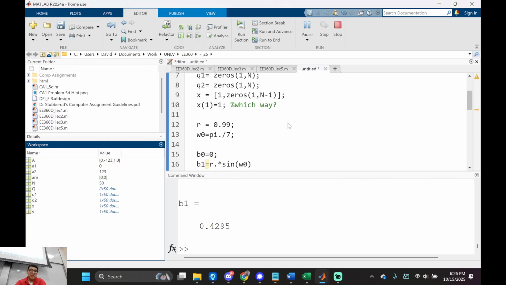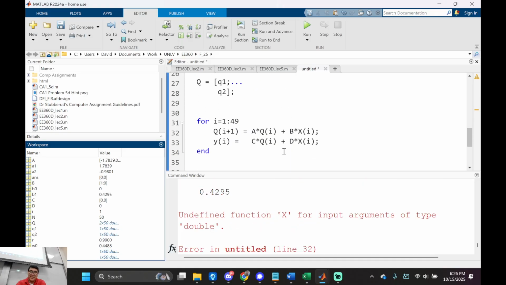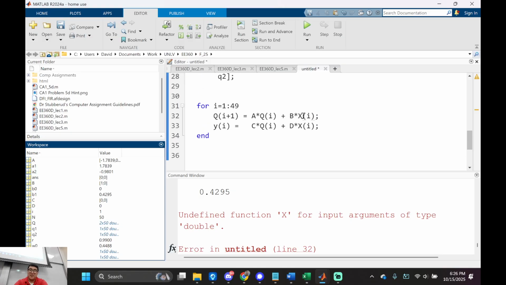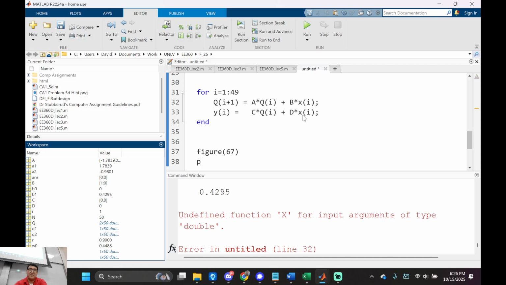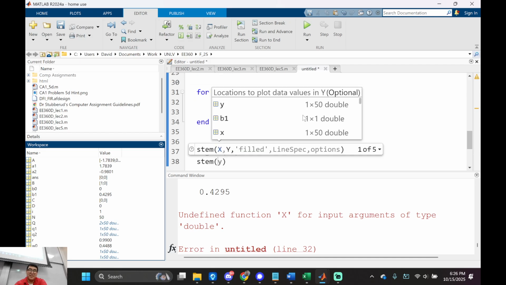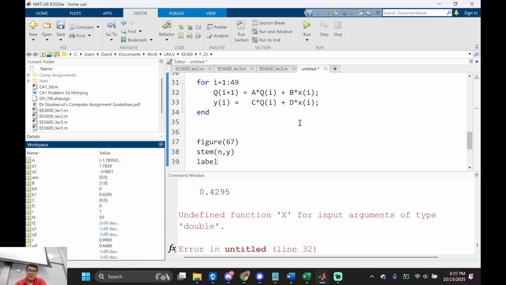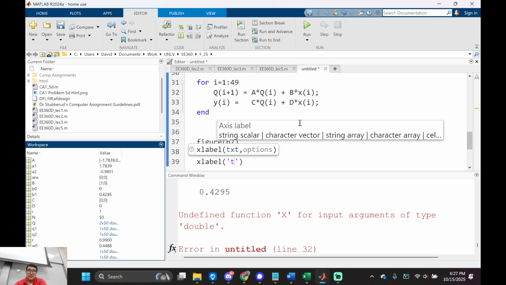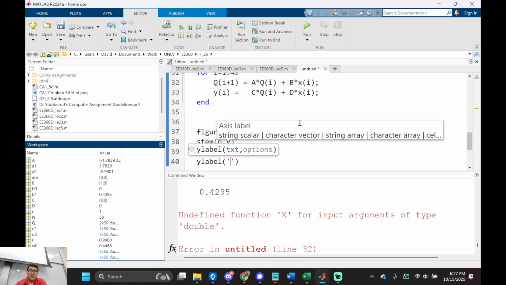Run. Boom. Oh, expecting capital X. Figure, I don't know, 6, 7. Stem, I want the time and I want the output. X label, time. Y label, number.